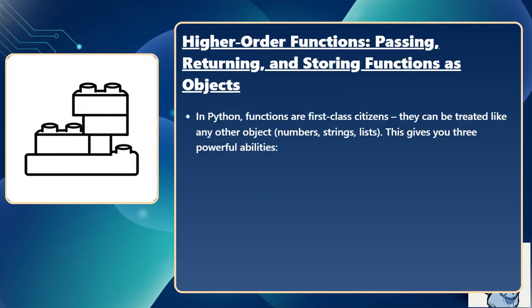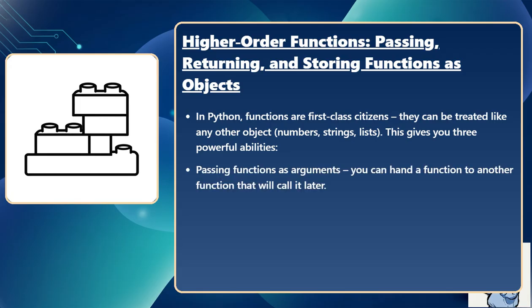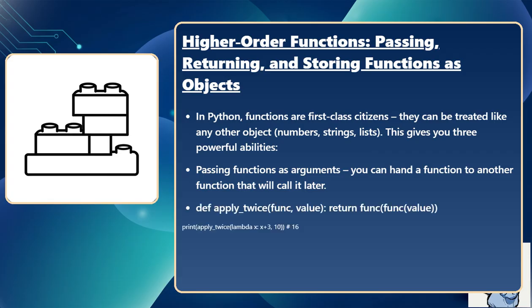In Python, functions are first-class citizens. They can be treated like any other object: numbers, strings, lists. This gives you three powerful abilities. Passing functions as arguments. You can hand a function to another function that will call it later. def apply_twice(func, value): return func(func(value)). print(apply_twice(lambda x: x + 3, 10)).